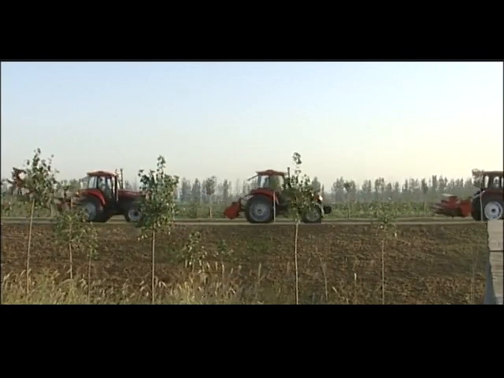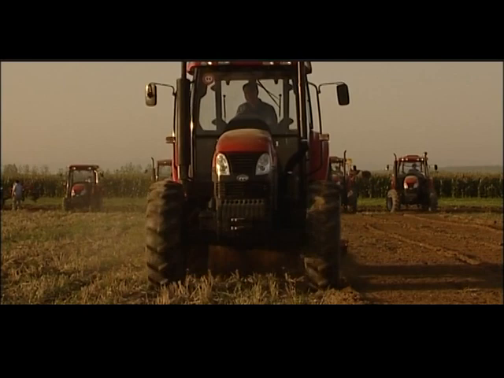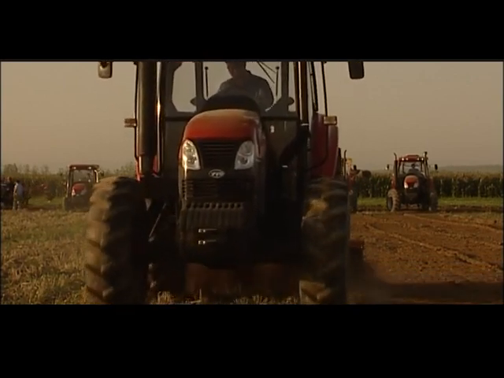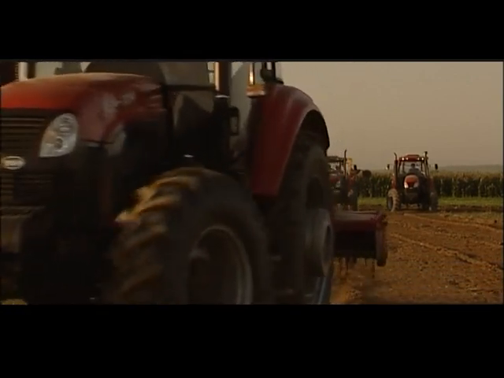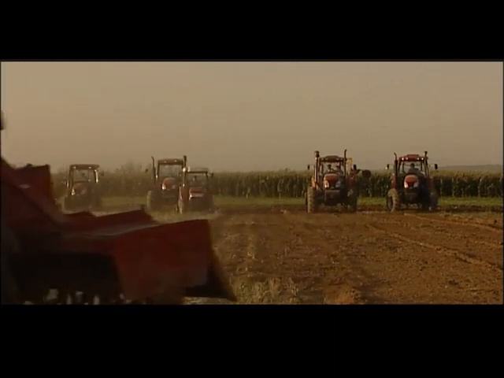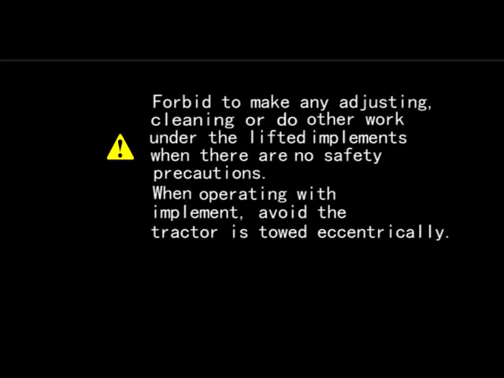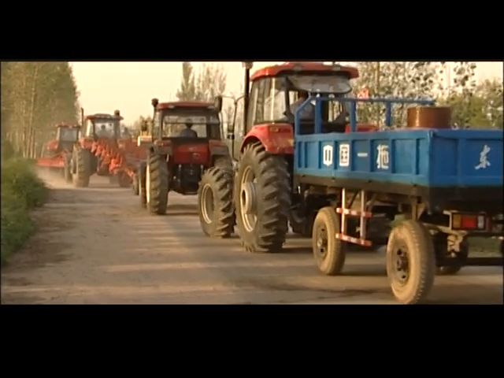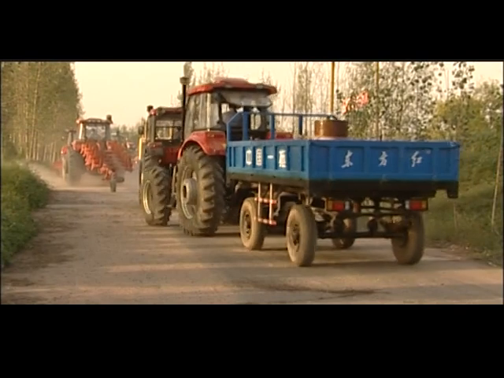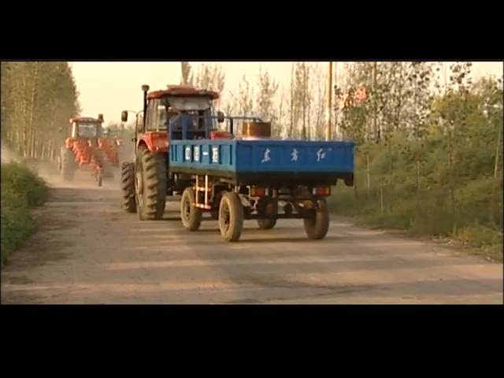When the tractor with the implement is during its transportation or turns at the end of the field, it is not permitted to steer or cross over obstacles at high speed. It is forbidden to make any adjusting, cleaning, or do other work under the lifted implements when there are no safety precautions. When operating with an implement, avoid the tractor being towed eccentrically.